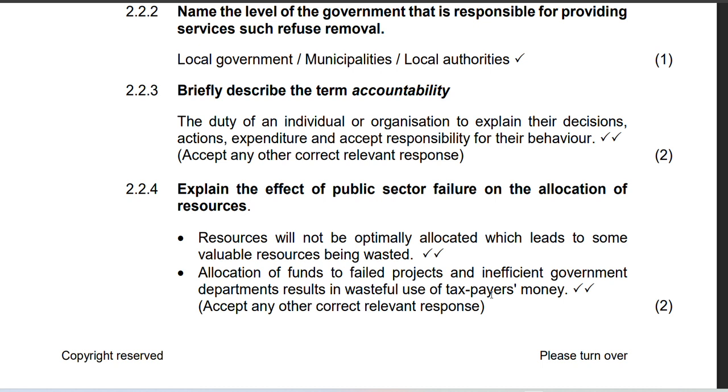So, what is public sector failure when it comes to allocation of resources? It means, for example, a supplier is appointed to deliver the service, but they can't, or they deliver it, but at a very substandard level. And by doing that, it means that the subsequent supplier or new supplier will have to come and correct the wrongdoing of the other supplier. In that way, the resources are not allocated correctly, and the result is public sector failure.